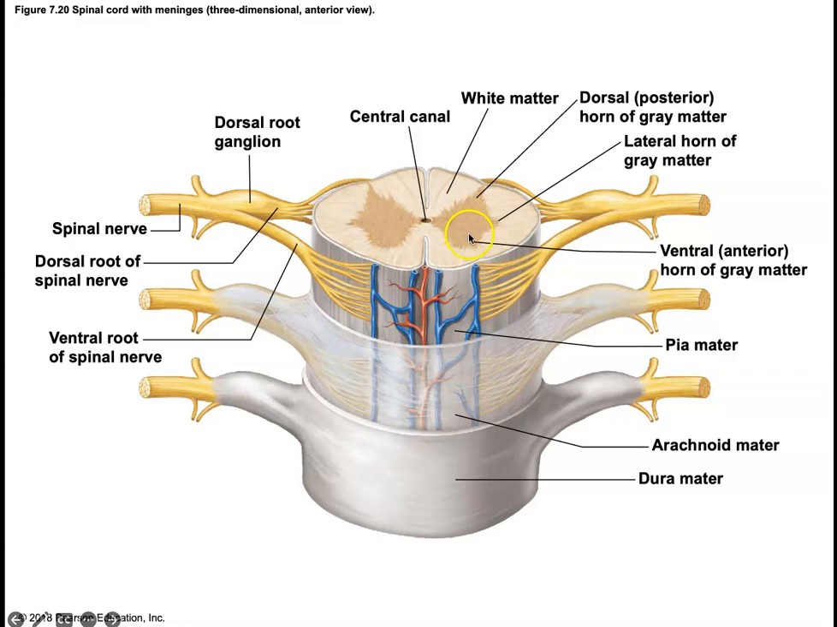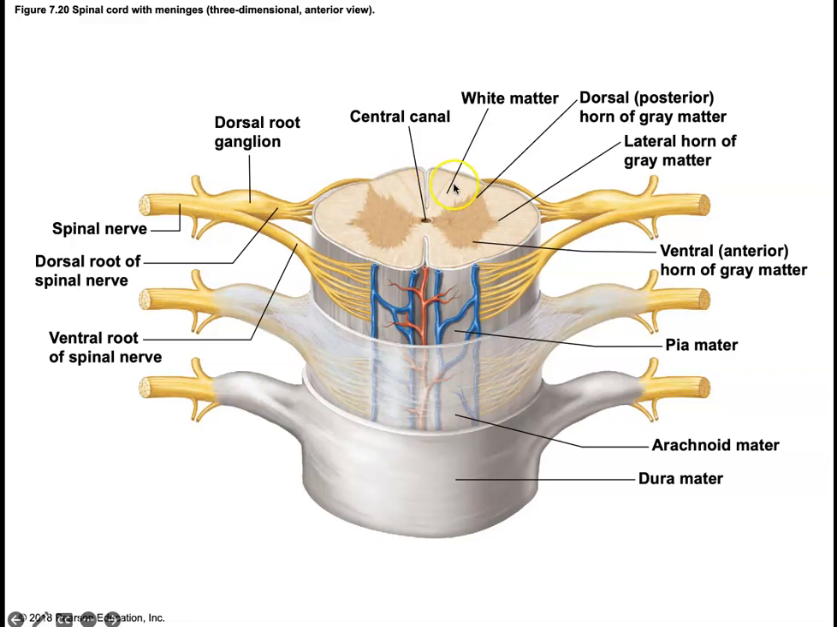And then that neuron, the axon, will leave through the anterior portion of the cord and then go on out. The lateral horn here, this is where the origin is for what's called the preganglionic neuron in your sympathetic system. So when we get to the sympathetic system, we'll be talking a lot more about this lateral horn.